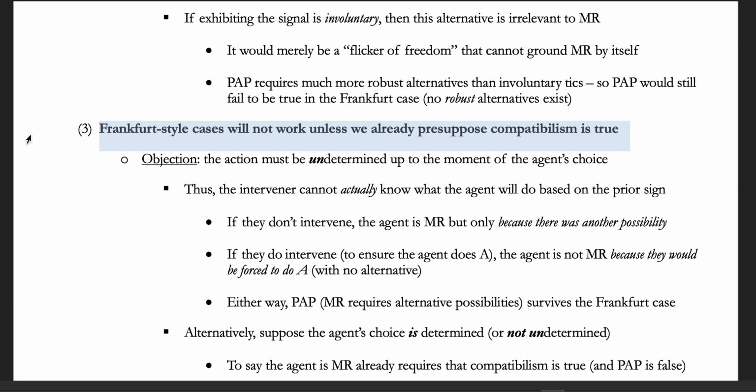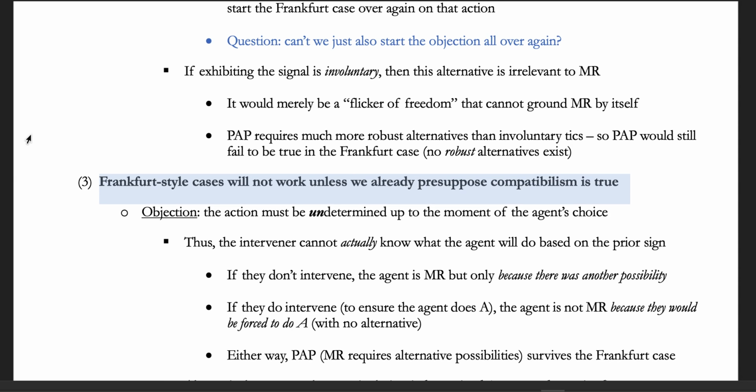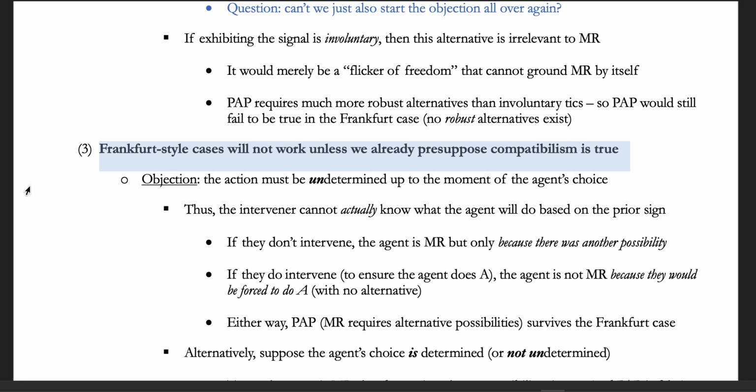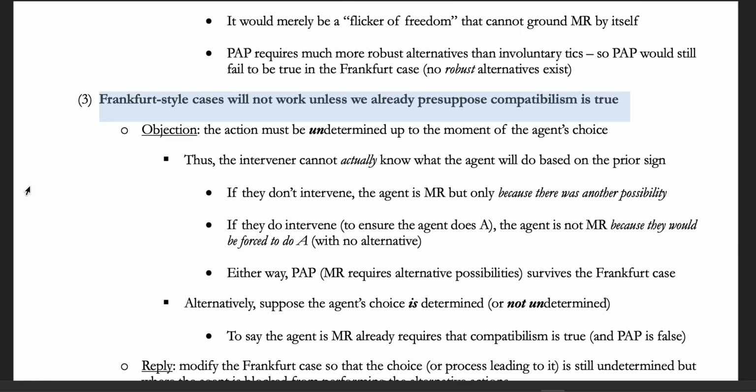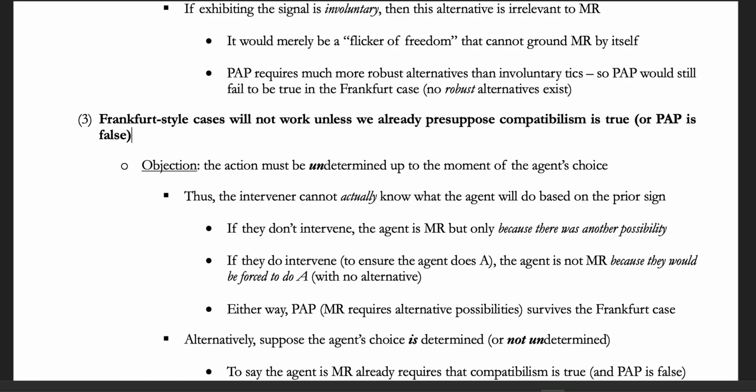Frankfurt-style cases will not work unless we presuppose compatibilism. That is the next objection. This final objection, and this is what Kane thinks anyway, and I guess it's more accepted, is a more serious objection. More serious in the sense that it's more plausible, it has more bite to it. And the objection says the Frankfurt case already presupposes compatibilism. Another way to put that is that it presupposes PAP is false. Kind of the same thing here.